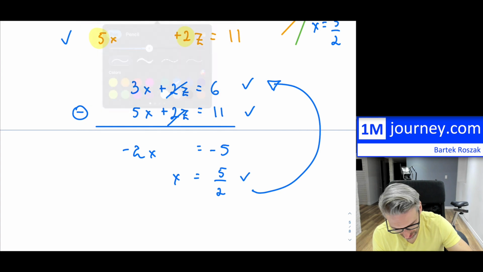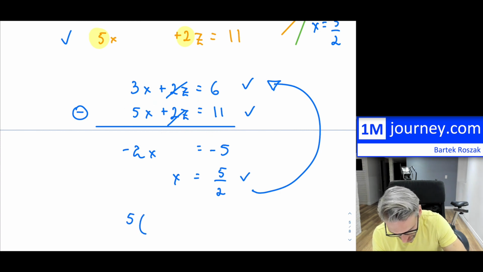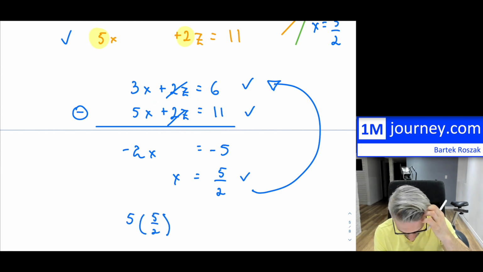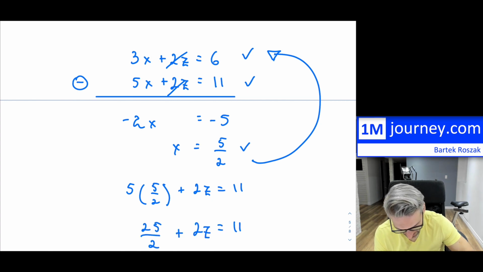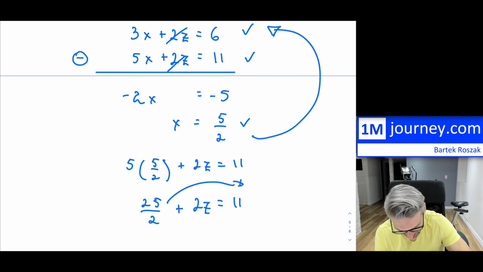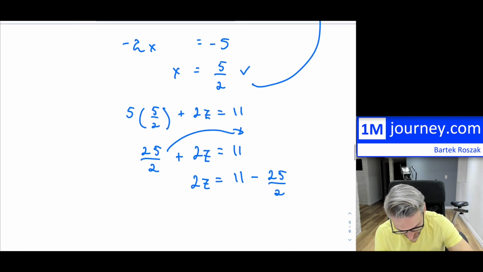Within here, I'll keep this as blue. So I'm going to substitute into this one right there. It doesn't matter. So I'm going to get 5 over 2 plus 2z is equal to 11. Wait, this is going to give me 25 over 2 plus 2z equals 11. So bring this over to the other side. Now I know this is annoying because it's a fraction. That's fine. Okay, so what do I get?